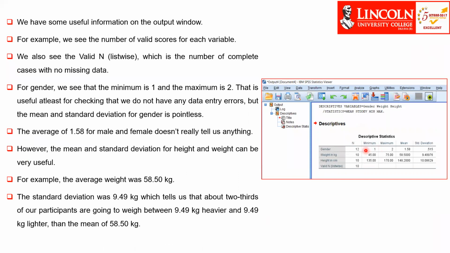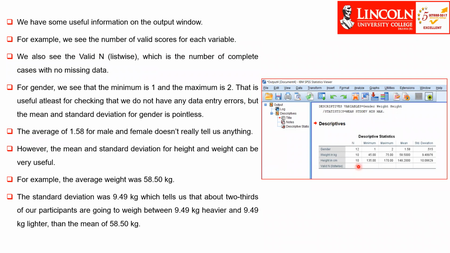In this case, we have some useful information on this output window. We see the number of values counted for each variable. We also see the valid N listwise, which is the number of complete cases with no missing values. Remember I told you the missing values will not be included in the analysis. That is how SPSS is designed.